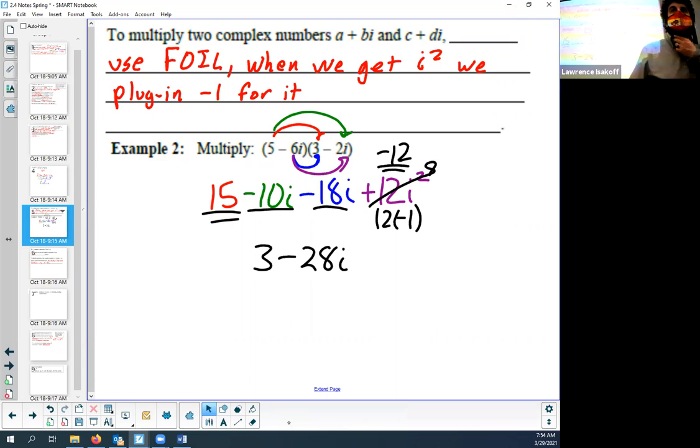A little less complicated that way. Again, I showed that structure of FOIL in case some of you still needed it. But if skipping that FOIL structure going straight to here makes more sense to you because you practiced it enough, go right ahead. Be my guest with that. That's absolutely fine. But that is multiplying.